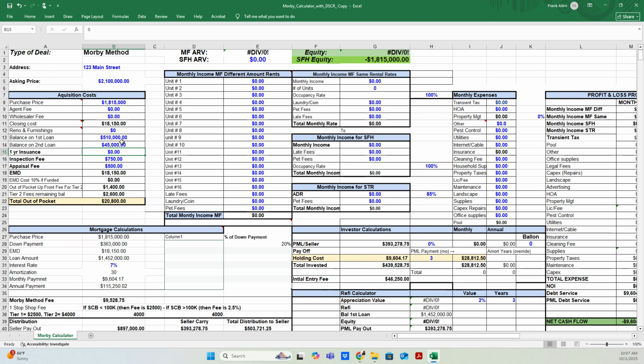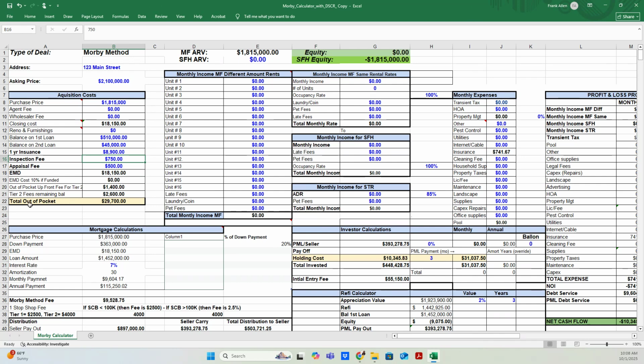Anyways, the first balance was 510,000. The second loan is 45,000. The insurance, which you will have to pay upfront, one year of insurance, is 8,900. The inspection fee, I just put an average number in there of 750. Appraisal fee 500. This could change depending on the area and the inspector and appraiser that you get, so I just put a generic number in there, and you can change that. No big deal.